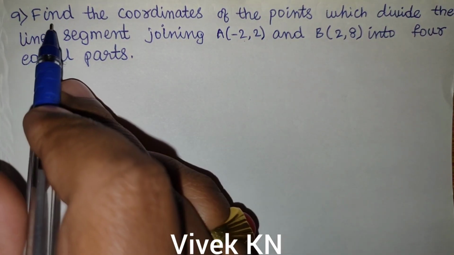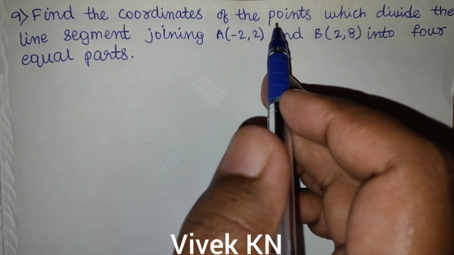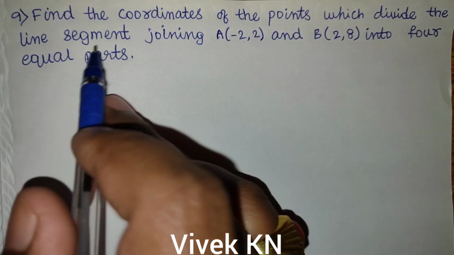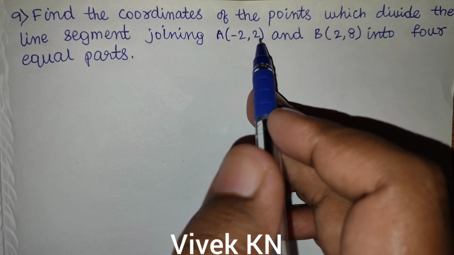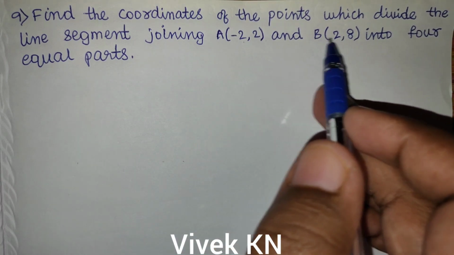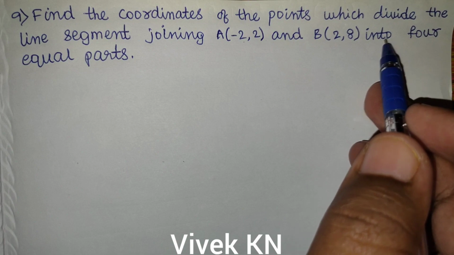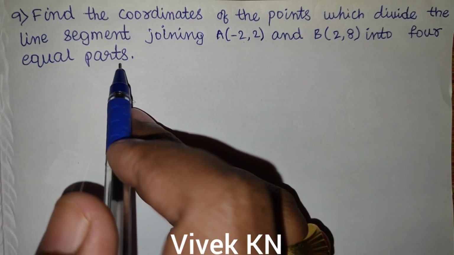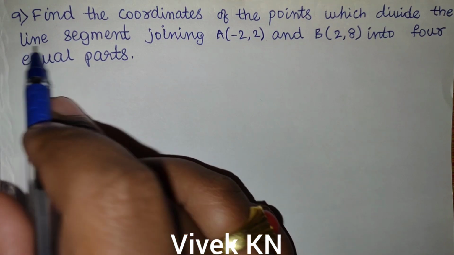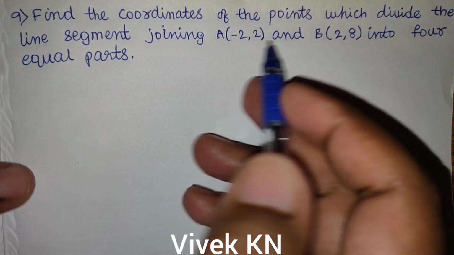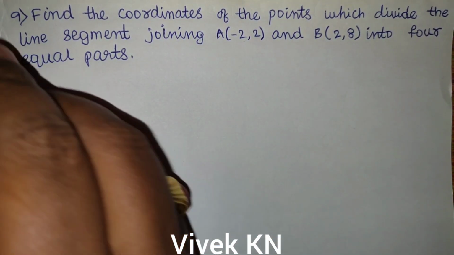Ninth question. Find the coordinates of the points which divide the line segment joining A of -2, 2 and B of 2, 8 into 4 equal parts. To understand this problem, first let us draw the line segment. So let's solve this problem. Solution.